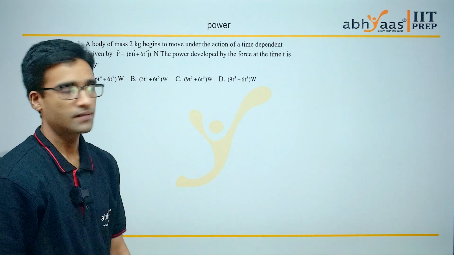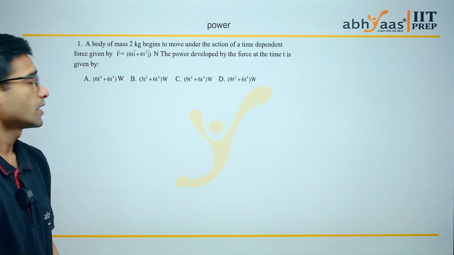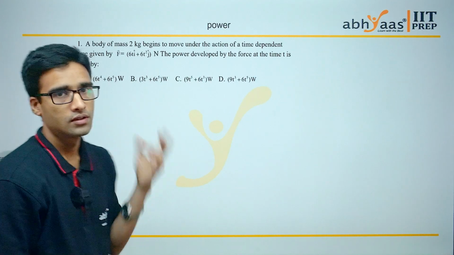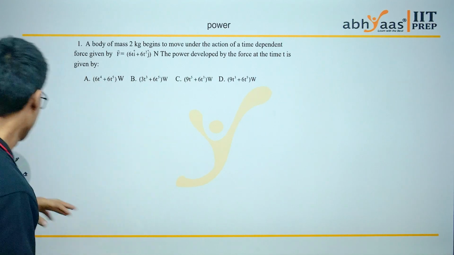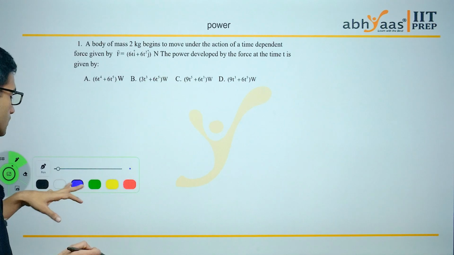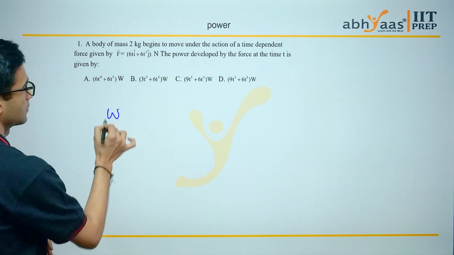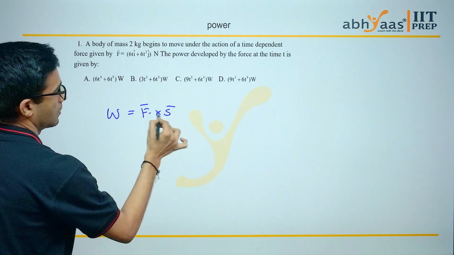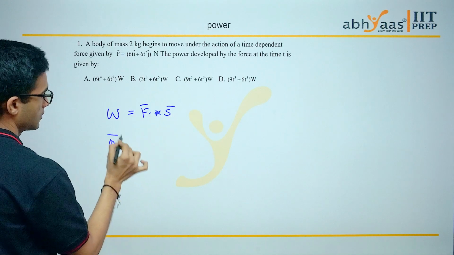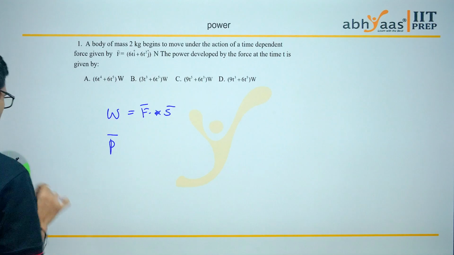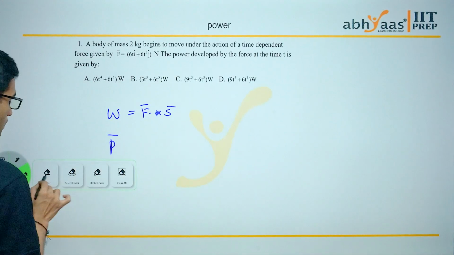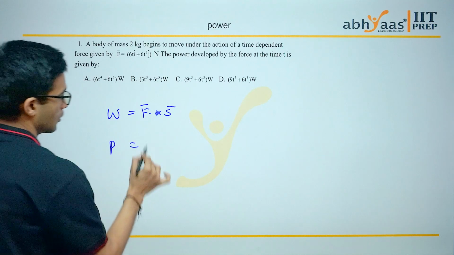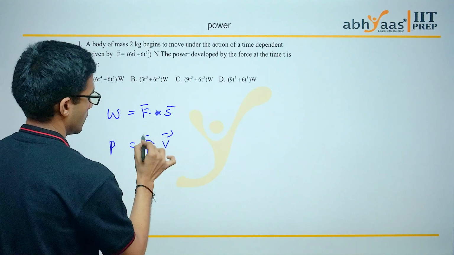Here force is given, that is 60 i cap plus 60 square j cap. Power developed, we have to calculate power. Another thing is mass is also given. Work done equals force into displacement, F dot S, whereas the power is equal to force into velocity. Again, this is also a dot product, F dot V bar.